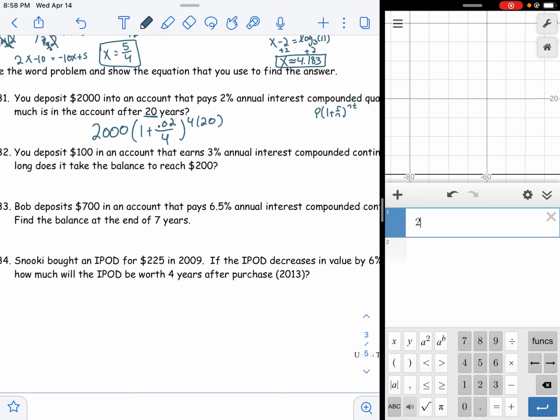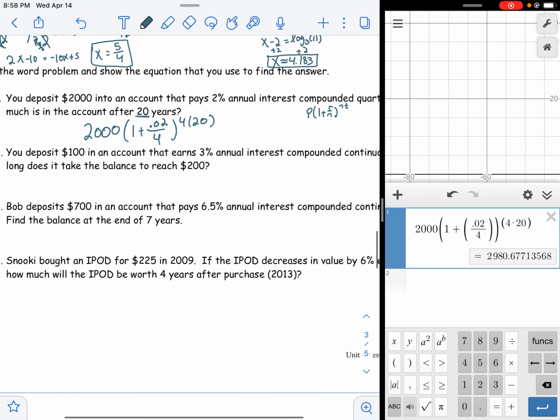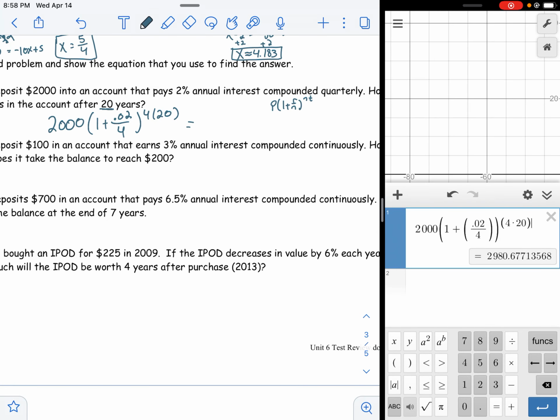So then we can just type that in, so that's 2,000 multiplied by 1 plus, and then I'm going to put this in parentheses, 0.02 divided by 4. Then I'm going to close that parentheses, close the next parentheses, and raise it to parentheses 4 times 20. So it all goes in the top. So then my final answer that I get is, this is dollars, $2,980.68.